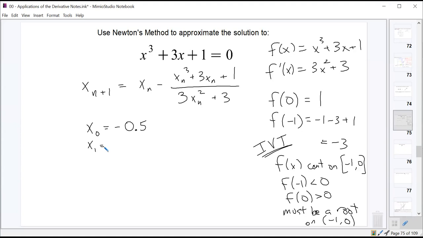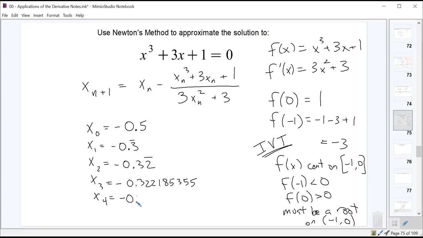We then had x1 came out to be negative 0.3 repeating. I'm just going to represent that with a bar over the 3. Our next value, x sub 2, was negative 0.32, and then just the 2 was repeating. And then our x sub 3 was equal to negative 0.322185355. And x sub 4 was equal to negative 0.32218535546. And then the next one, x sub 5, was the same.